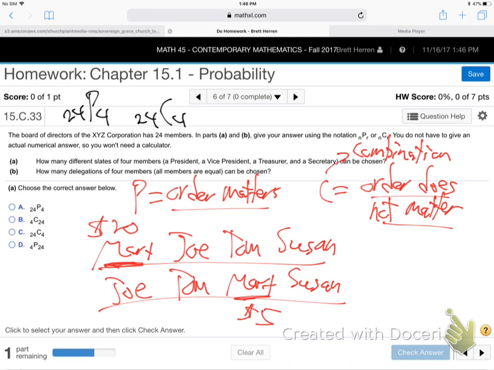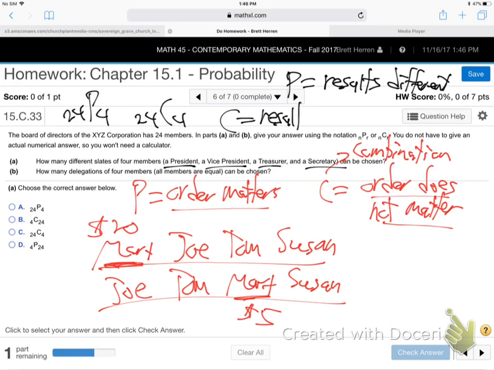Which one? Well, on part A anyway, do we care about the order? Somebody's going to be president, somebody's going to be vice president, somebody's going to be treasurer, and somebody's going to be secretary. So P is when the results are different. C is when the results are all the same. So on part A, the results are different, aren't they?